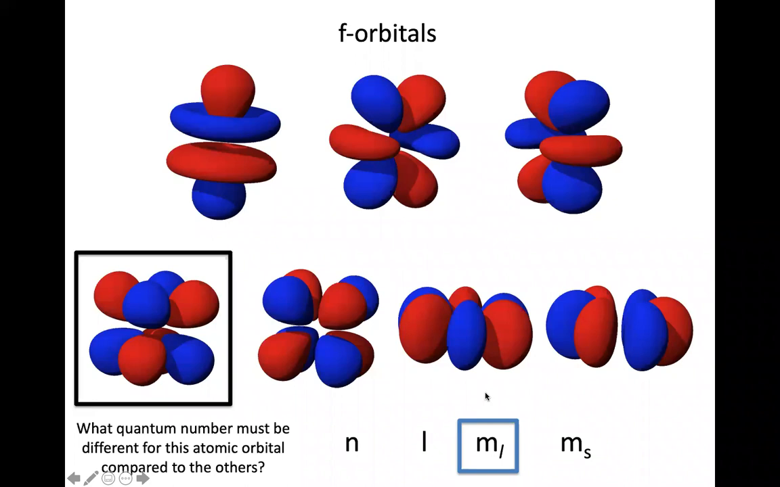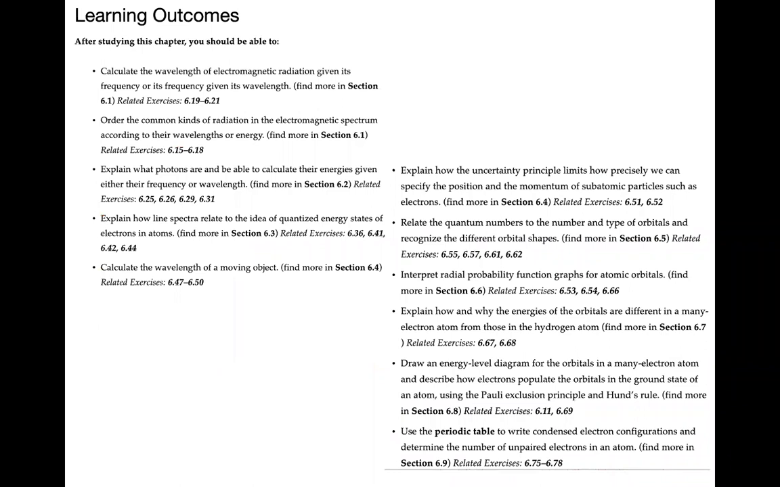Now, I mentioned this as being representative of what you might see on an exam. When I looked at the end of the chapter, the second part of the class that we were talking about, I think it's all been right here in this set of learning objectives. Relate the quantum numbers to the number and type of orbitals and recognize the different shapes. And interpret the radial probability functions. Both of those, that's exactly what we were spending time with at the end, where I was looking at representations. Those are the kinds of things that I then see at the end of the chapter.